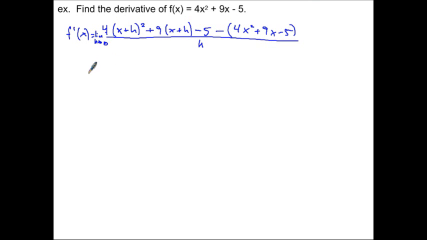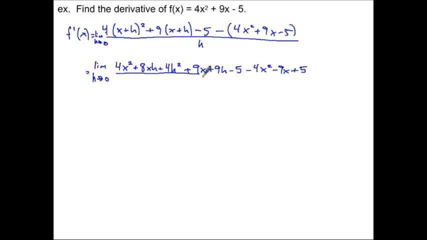Then moving on, we just have to simplify a whole bunch of stuff on top. Now the limit as h approaches 0. Pardon me for doing this, but if I square x plus h, I'm going to get x squared plus 2xh plus h squared. So I'm going to distribute the 4 through there and get 4x squared plus 8xh plus 4h squared. That's going to save me an extra step, basically. Plus 9x plus 9h minus 5 minus 4x squared minus 9x plus 5. Watch for sign mistakes there. There's ample opportunity to make them.